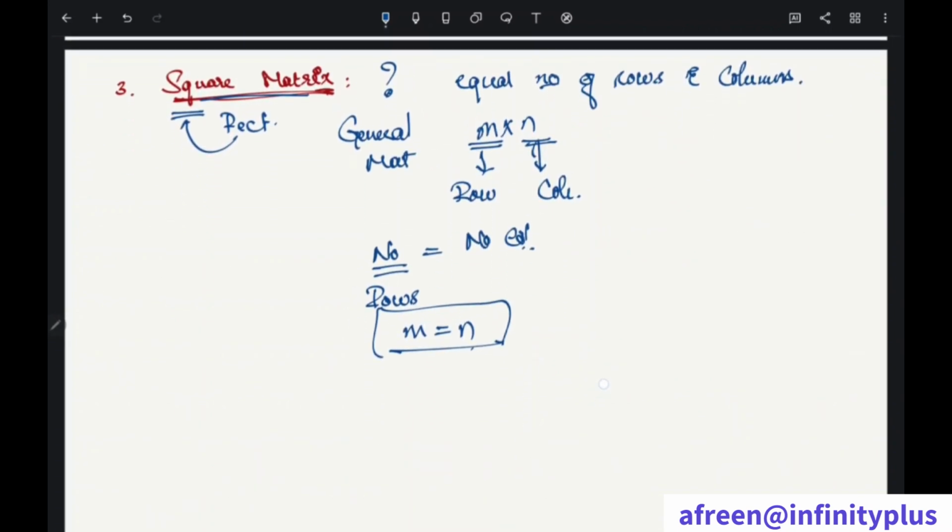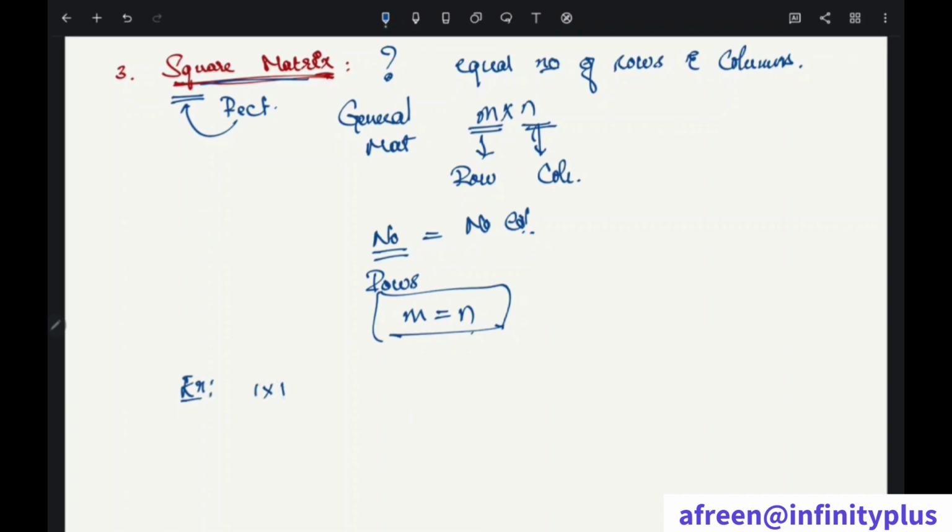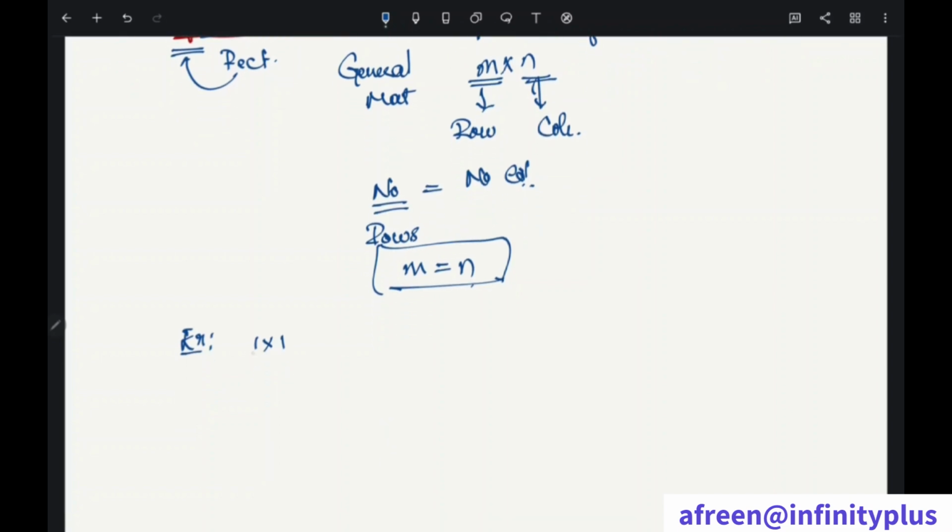So look at some examples of a square matrix. I will take up a simple matrix, 1 cross 1. If I am taking 1 cross 1, it should have one row and one column. So A is equal to, I will take 1 as an example. It has one row and one column. So this is a square matrix of order 1 cross 1.